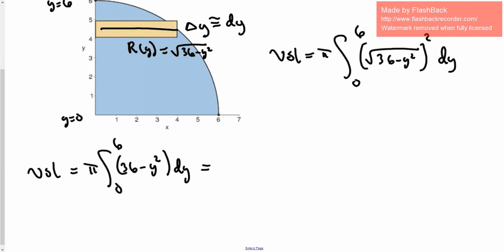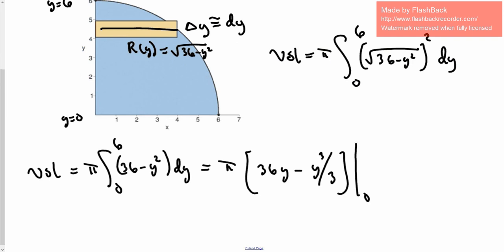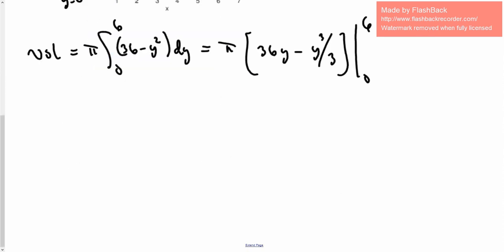Now we do not hesitate, we integrate. And so we get 36y minus y cubed divided by 3. Evaluate these terms from 0 to 6. And so we get pi times 36 times 6 minus 6 to the third all over 3. Then you plug in at 0 and you just get 0. And so on your calculator, that gives us 144 pi.